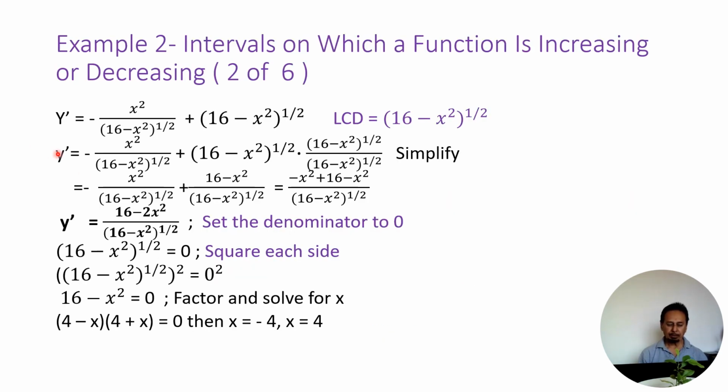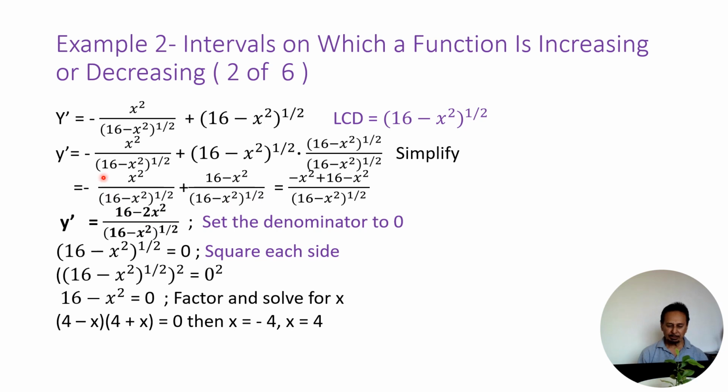So after we simplify, we get y prime equals negative x squared over (16 minus x squared) to the 1/2, and plus (16 minus x squared) to the 1/2. So find the LCD. Well, the LCD is (16 minus x squared) to the 1/2. So we rewrite minus x squared over (16 minus x squared) to the 1/2 plus (16 minus x squared) to the 1/2, multiply top and bottom with the LCD.